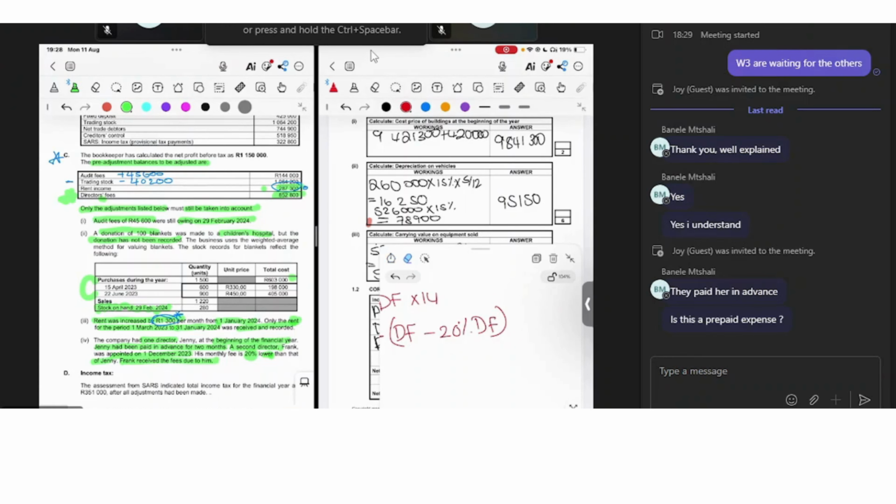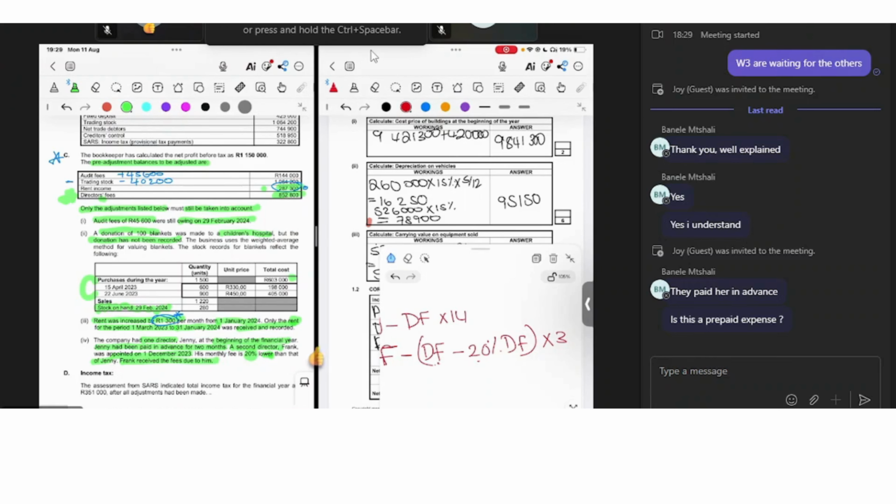Does everyone understand up until that point? Anyone have a question? Jenny has received director's fees for 14 months because of the extra two, and then Frank is receiving the director's fees minus 20% for the 3 months that he has worked. Is everyone up to that point with me?